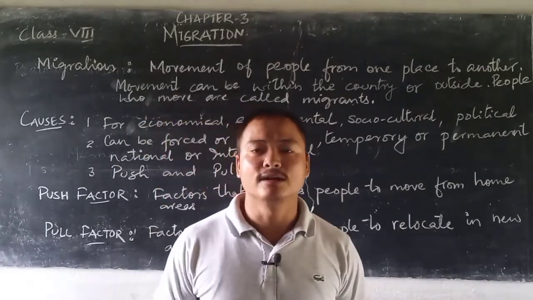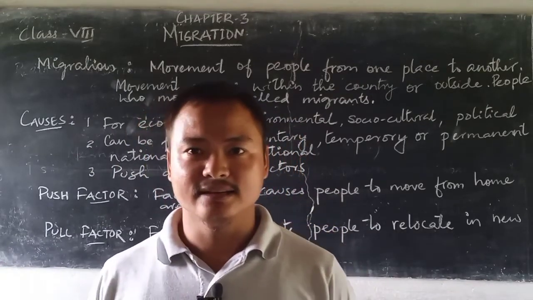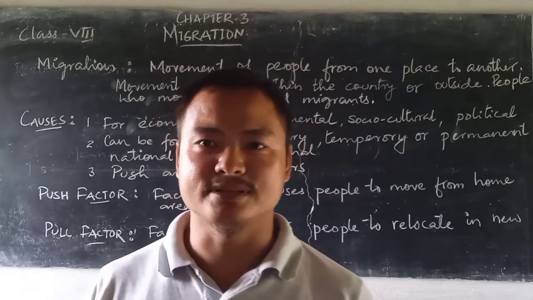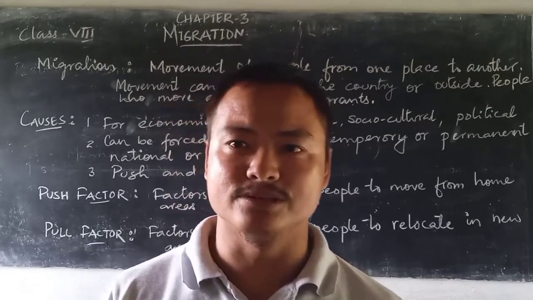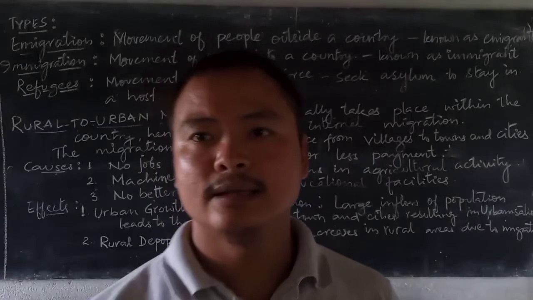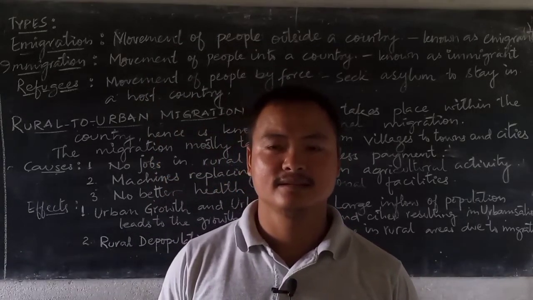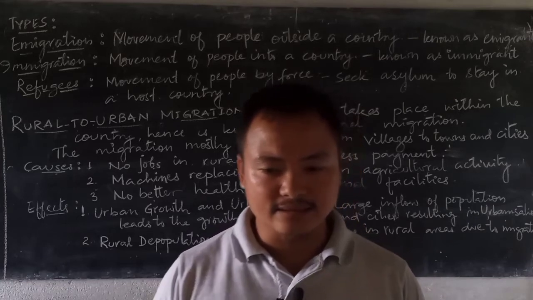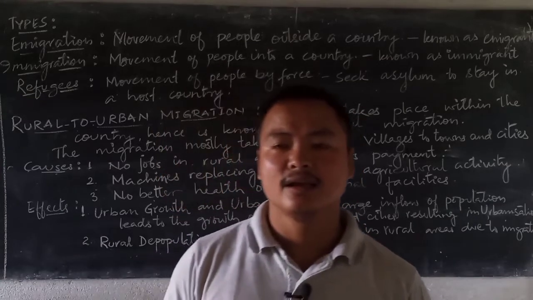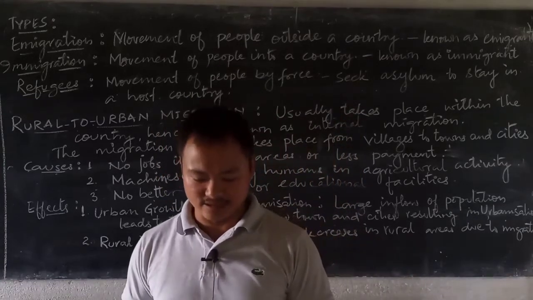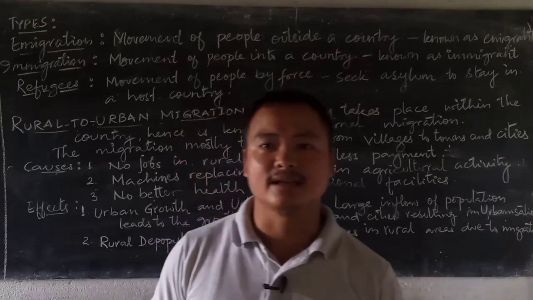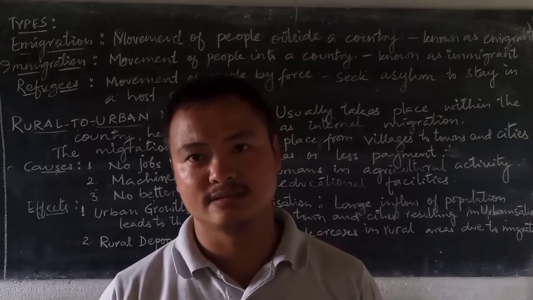So this is how migration is created, or this is how people start migrating, that is, moving from one place to another. This migration that takes place either takes place within a country or it takes place internationally. So you can call it international migration or internal migration.